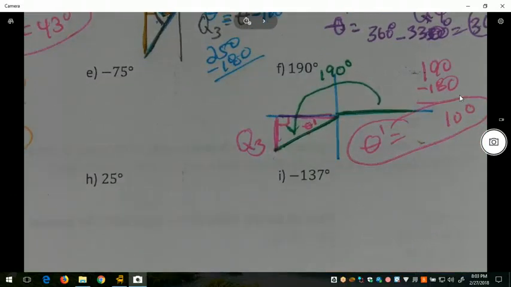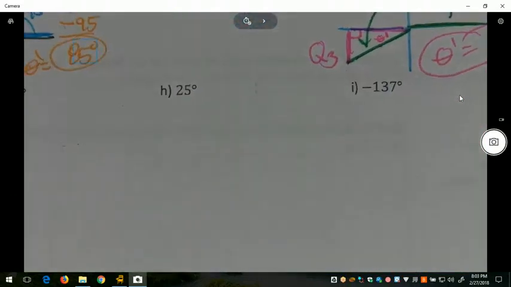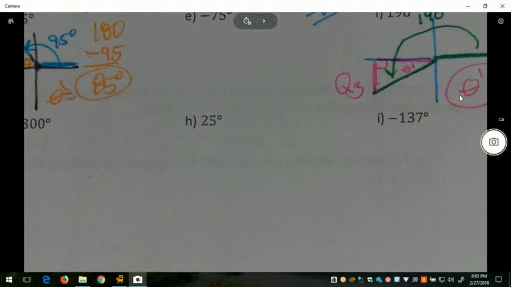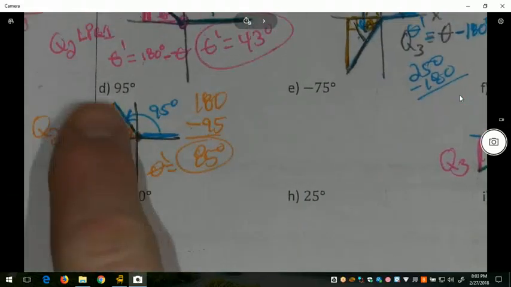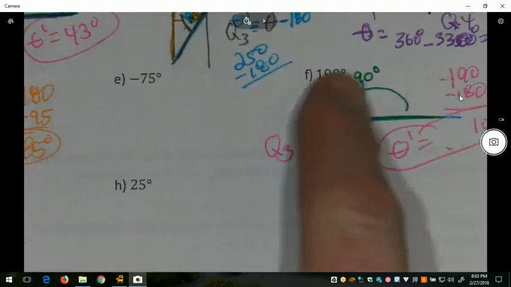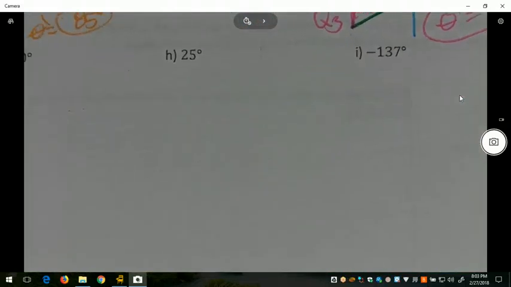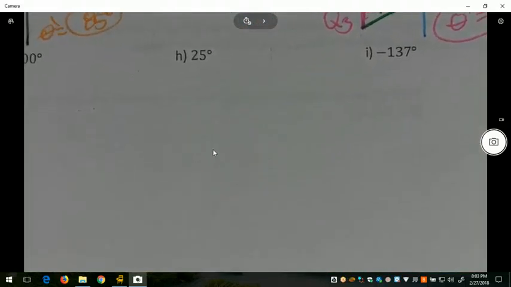Hopefully you got those right. If you did, please try letter H. If you did not, please go back and review how to find reference angles as we listed them above for quadrants 2, 3, and 4. Please try letter H, and then we're going to talk about negative angles.